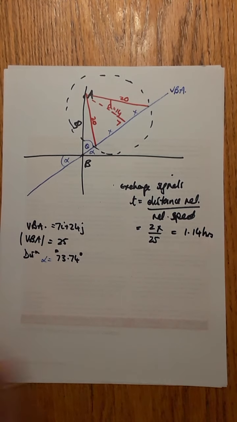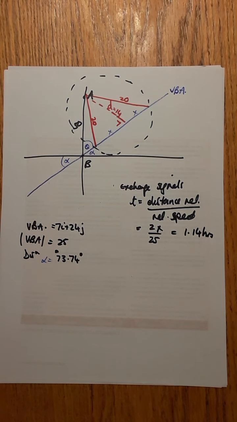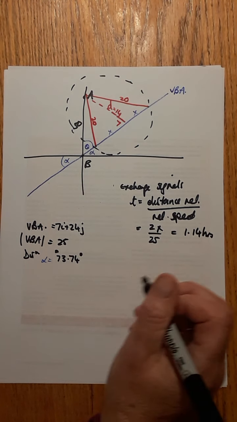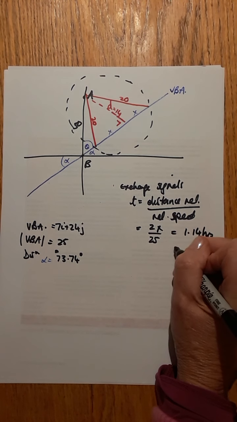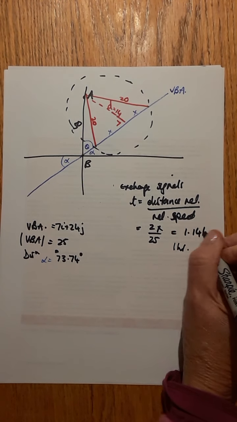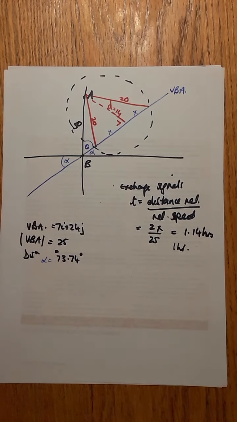1.14 hours. Now, 0.14 hours is 8.4 minutes, we'll say. So 1 hour, 8, is it exactly? I think it's a little bit more than that actually.